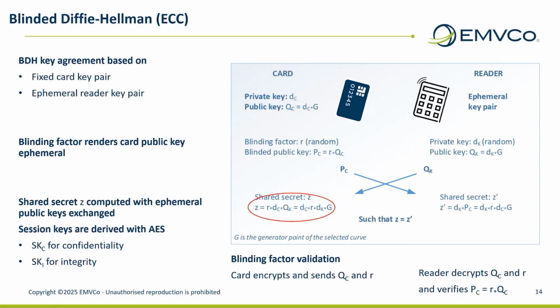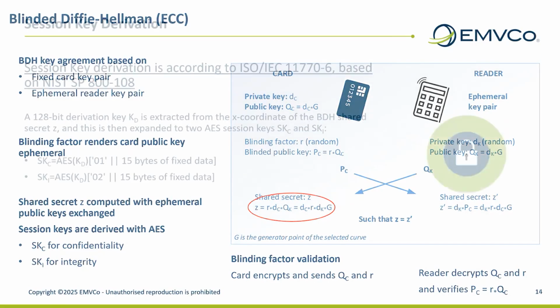As already noted, this method is very efficient and avoids the card having to generate digital signatures. And as you can see inside the red circle, there is a choice about how the card calculates the shared secret Z using scalar multiplications. I will now move on to explain how session keys are derived.